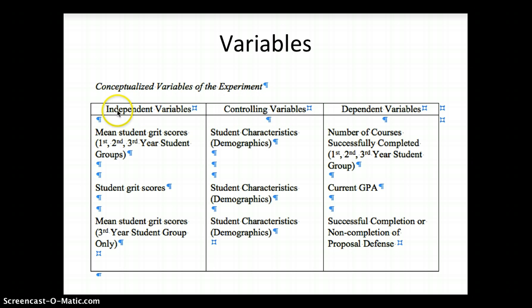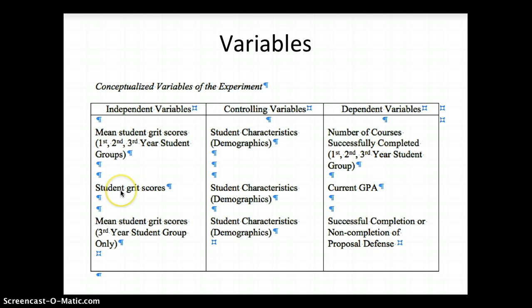The way to remember independent and dependent is that independent variables influence dependent. I for influence, so independent influence dependent variables. So in this case, I'm saying mean or average student grit scores for first year, second year, and third year students influence the number of courses successfully completed by those students in those groups. In other words, what I'm saying is that the mean grit scores should be different for first year students, second year students, and third year students.